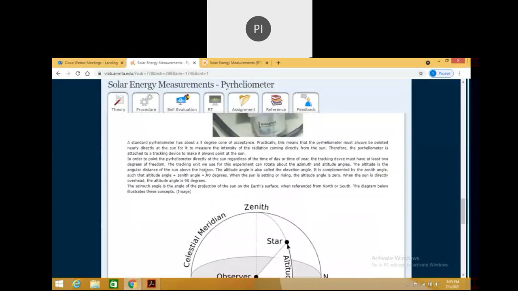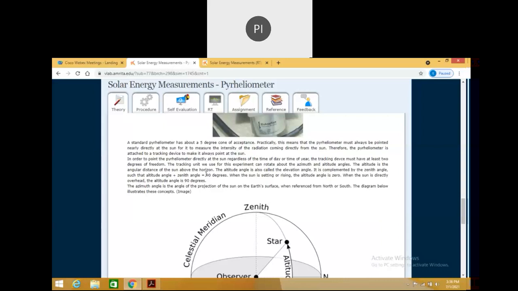A standard pyrheliometer has about a 5-degree cone of acceptance. Acceptance angle means the angle through which the solar radiation is acceptable to be incident on the lens. Practically, this means that the pyrheliometer must always be pointed nearly directly at the sun to measure the intensity of radiation coming directly from the sun. Therefore, the pyrheliometer is attached to a tracking device to make it always point to the sun.